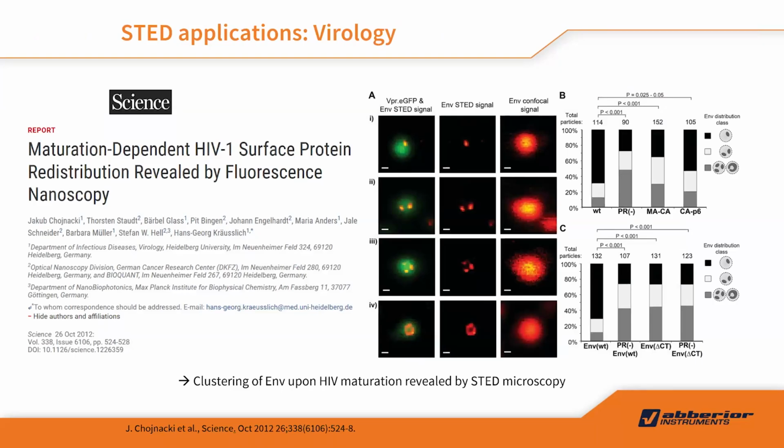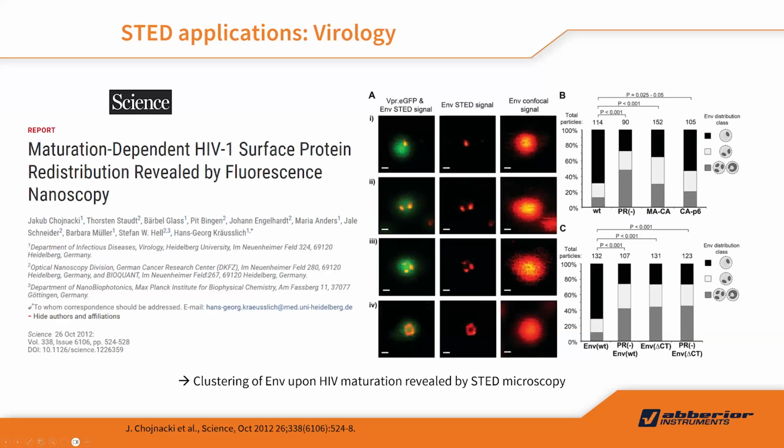The first paper was published in Science in 2012, together with Stefan W. Hans-Georg Kräusslich, he's a virologist in Heidelberg, Germany, a very famous one, who studied the HIV virus. In 2012, we already published in Science the live imaging of the HIV virus, single virus particle.